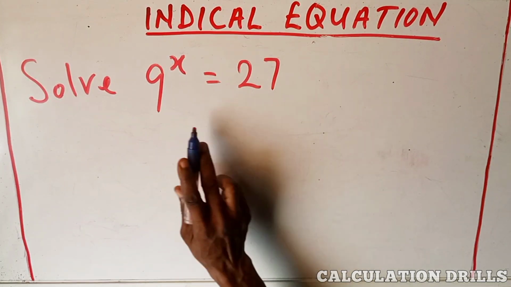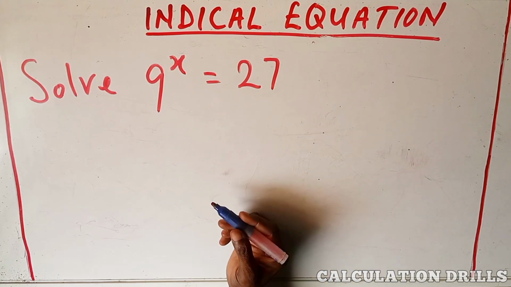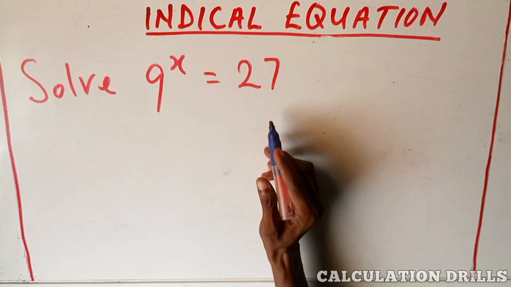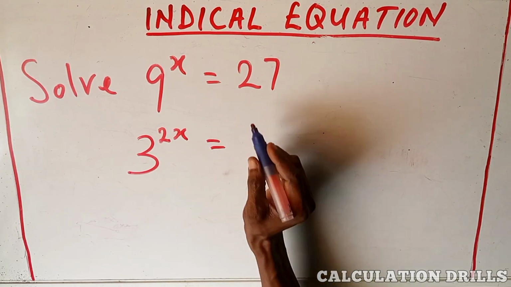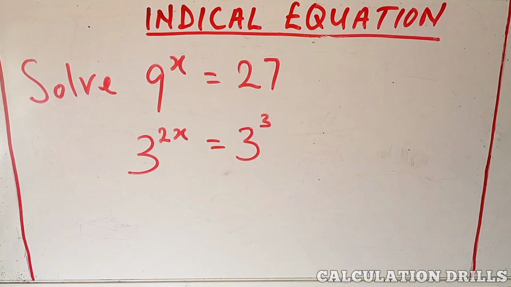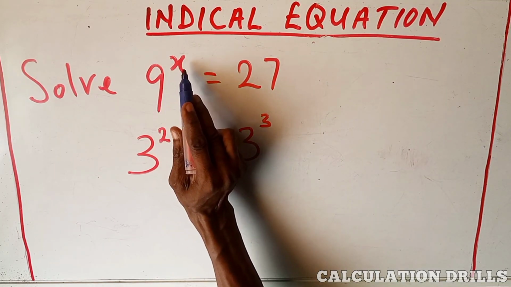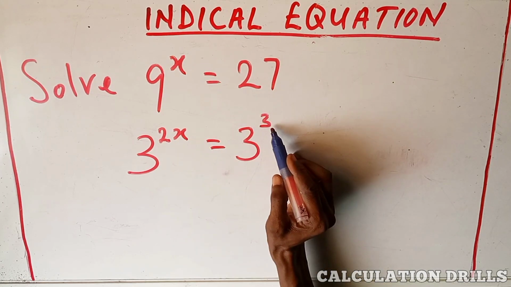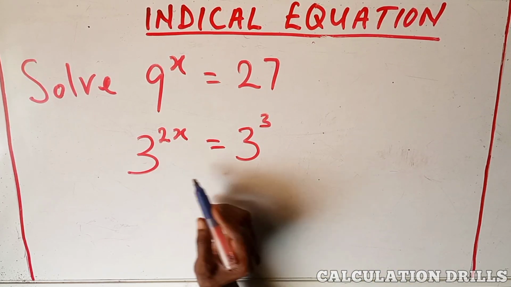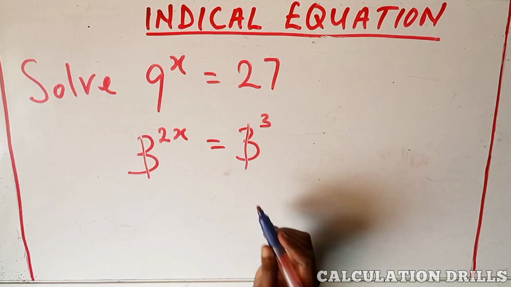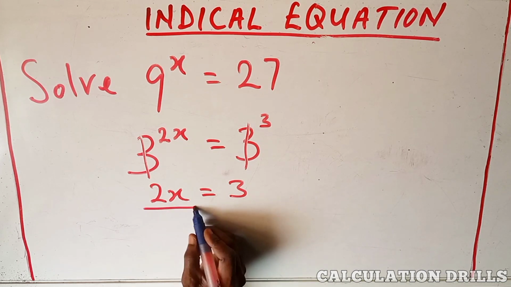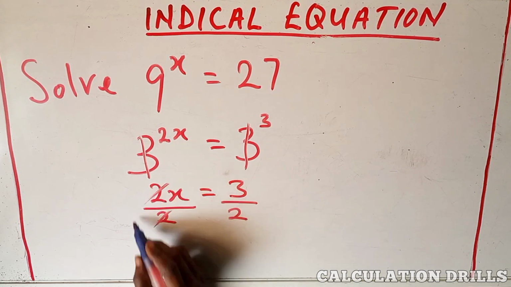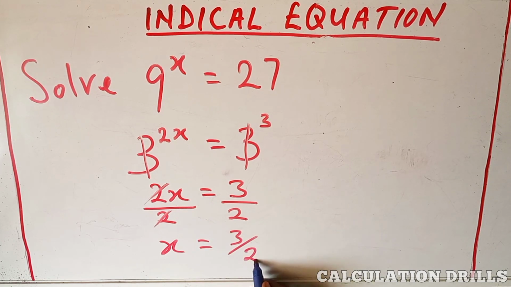The next one is similar to the one we just did. 9 raised to power x equals 27. So we have to split it. 3 raised to power 2 is equal to 9. Don't forget your x. Then 3 raised to power 3 equals 27. So we cancel the base since they are the same. So 2x equals 3. Since we are solving for x, you divide both sides by 2. Now x equals 3 over 2. That is our final answer.